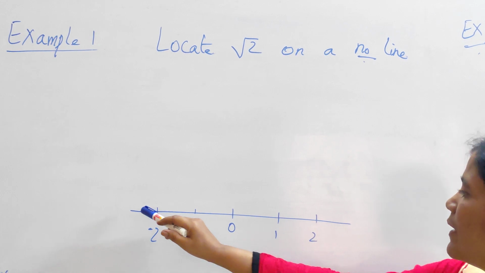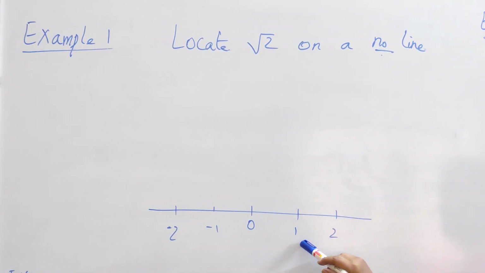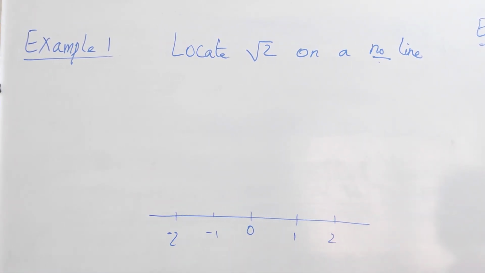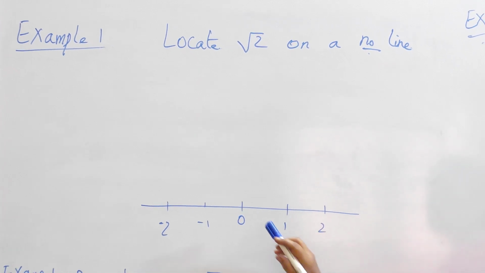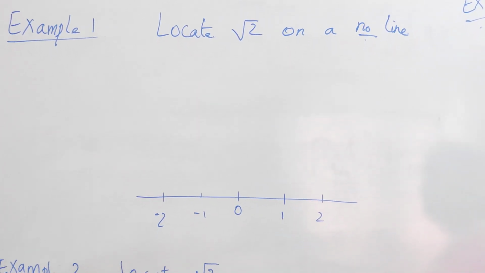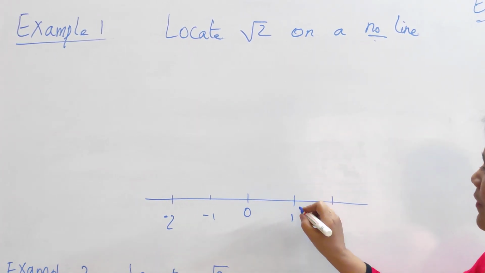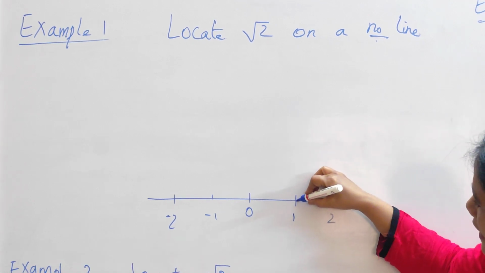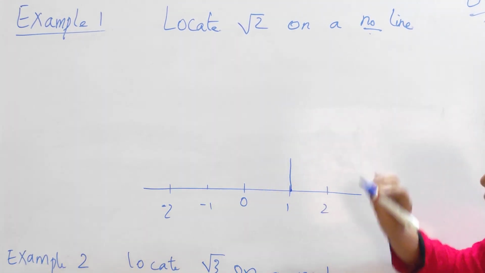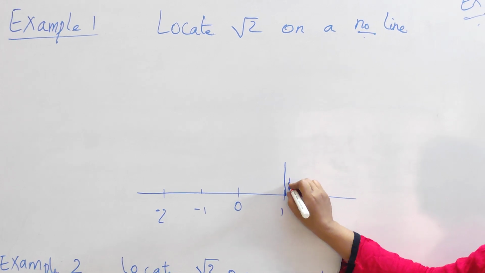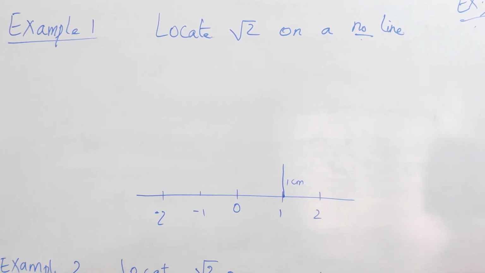See, you know how to draw a number line, right? 0, 1, 2, minus 1, minus 2 I have taken. Now, from 0 to 1, you have 1 unit. This same 1 centimeter, take a scale and measure 1 centimeter and draw a line like this, exactly a 1 centimeter line.